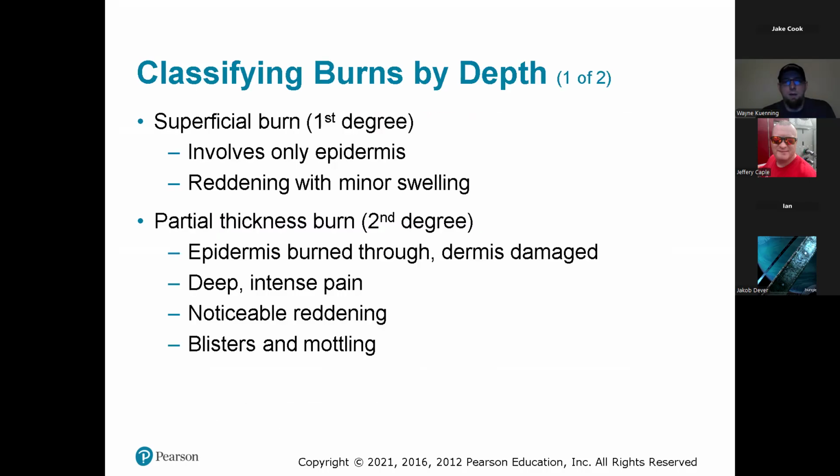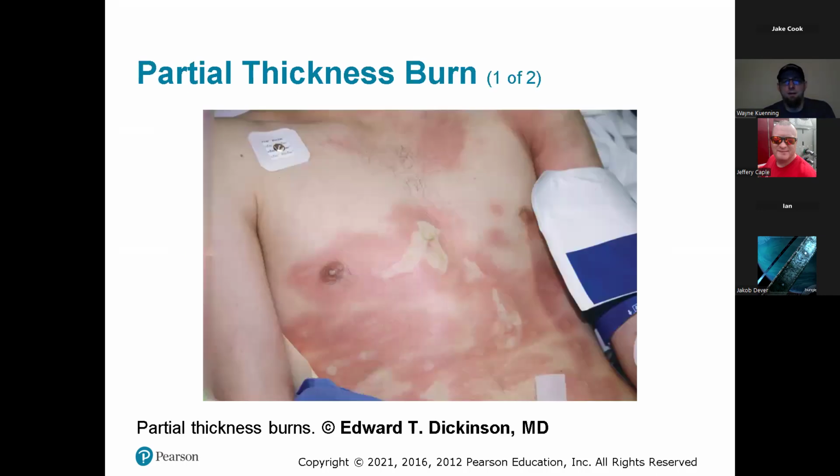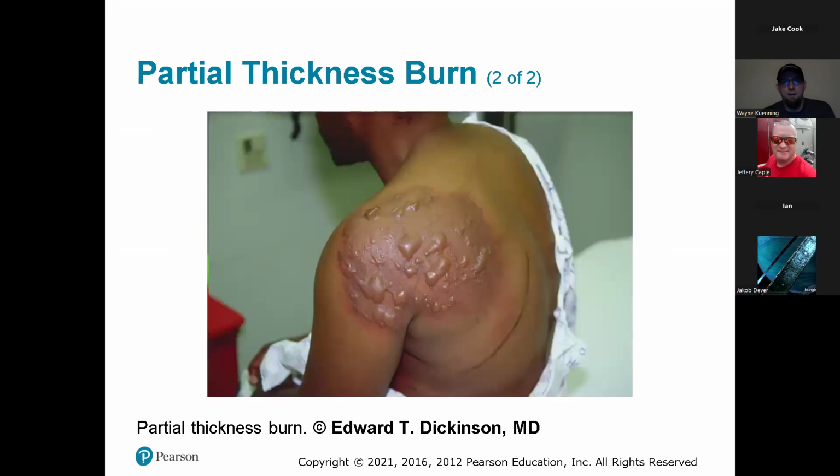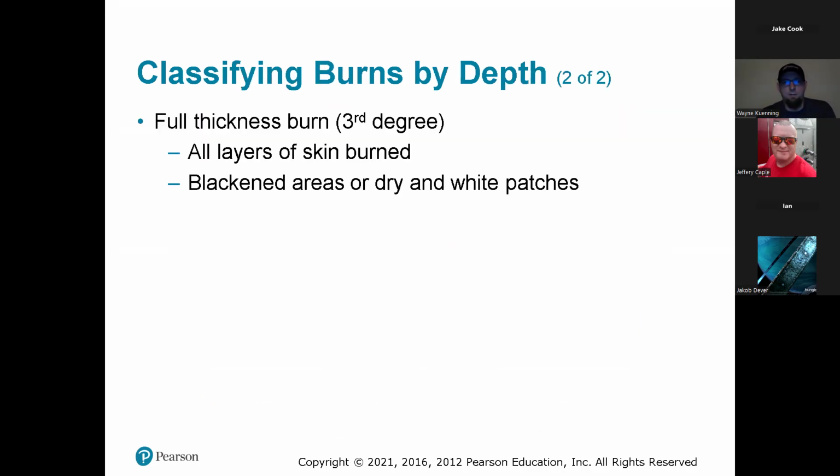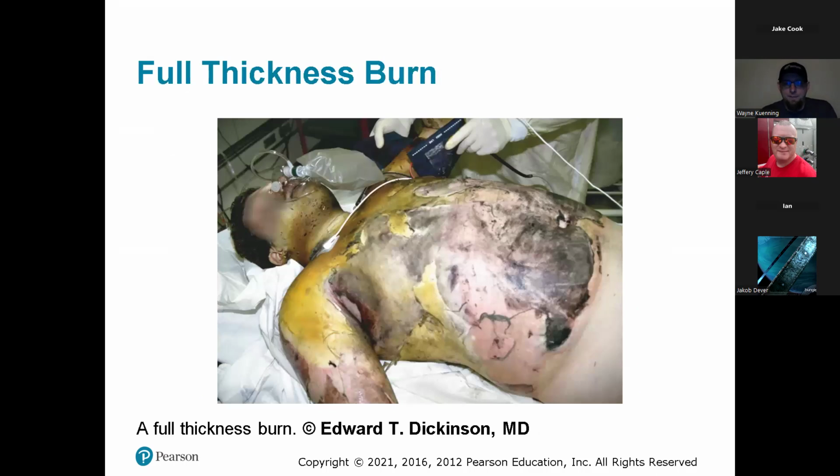So partial thickness, the epidermis is burned through, the dermis is damaged. These are typically your most painful burns. Noticeable redness, blisters, and mottling. That's going to be a good representation of a second degree or partial thickness burn. So is that. Third degree burn is all layers of skin, blackened areas, and or white patches. That's a good representation of a good third degree. That's probably an electrical burn.